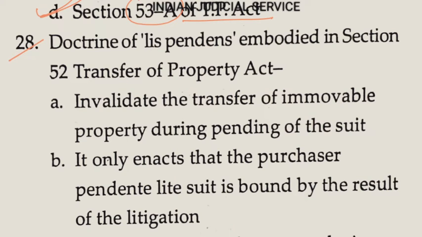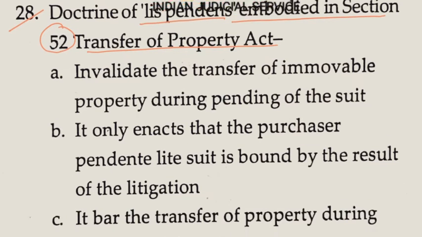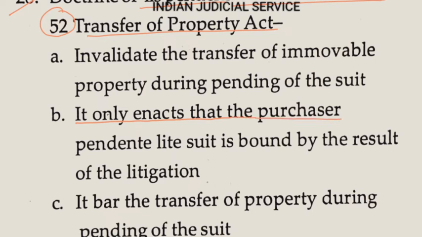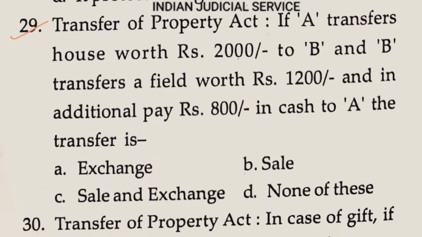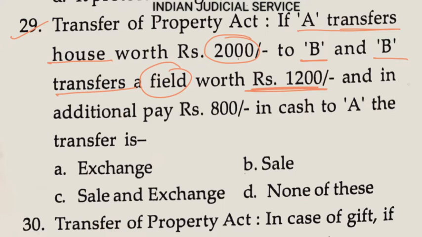Now question number 28. The doctrine of lis pendens embodied in Section 52 of the Transfer of Property Act only enacts that the purchaser pendente lite is bound by the result of the litigation. So the answer here is option B. Now question number 29, Transfer of Property Act. If A transfers a house worth rupees 2000 to B, and B transfers a field worth rupees 1200 and in addition pays rupees 800 in cash to A, the transfer is, clearly, an exchange. So the answer here is option A.